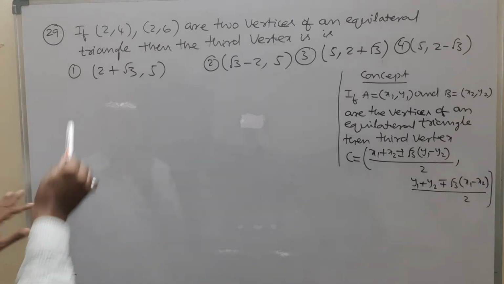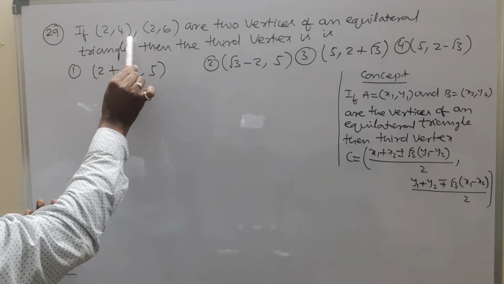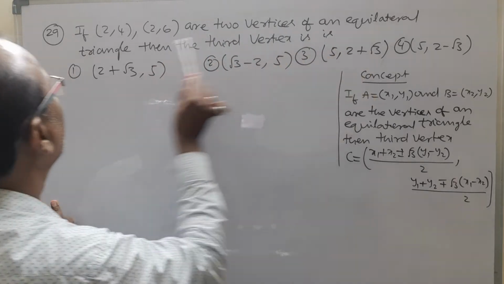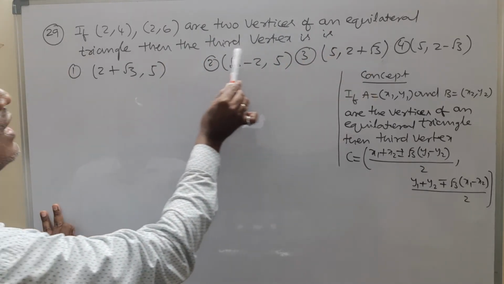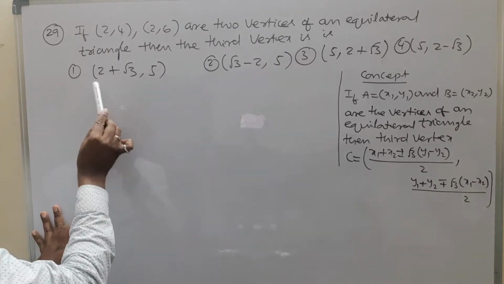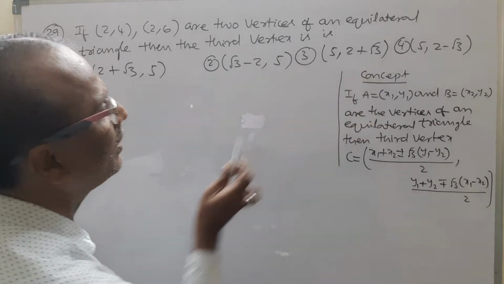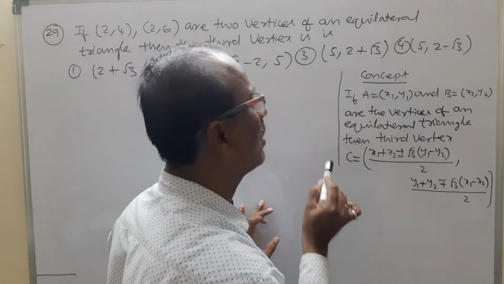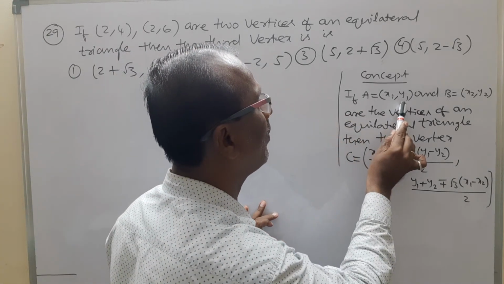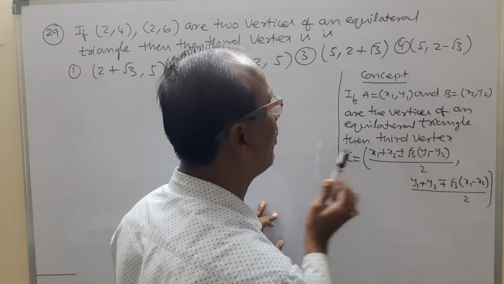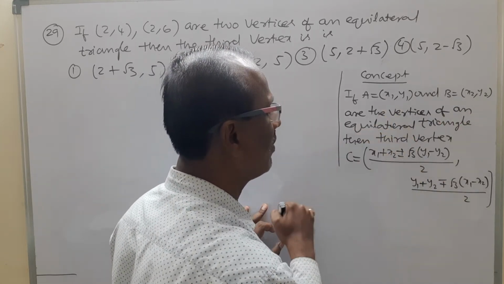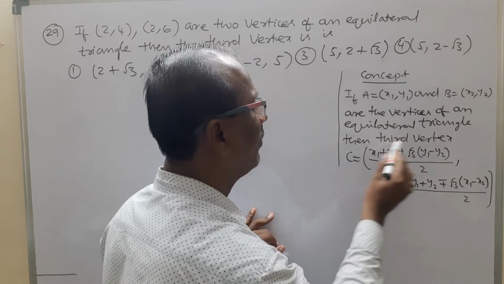Question number 29. If 2 comma 4, 2 comma 6 are two vertices of an equilateral triangle, then the third vertex is, these are the four options given. Here is the concept: capital A equal to x1 comma y1 and B equal to x2 comma y2 are the vertices of an equilateral triangle. Then find the third vertex.